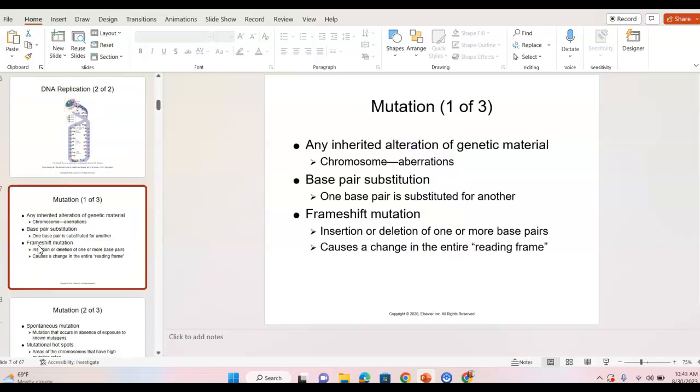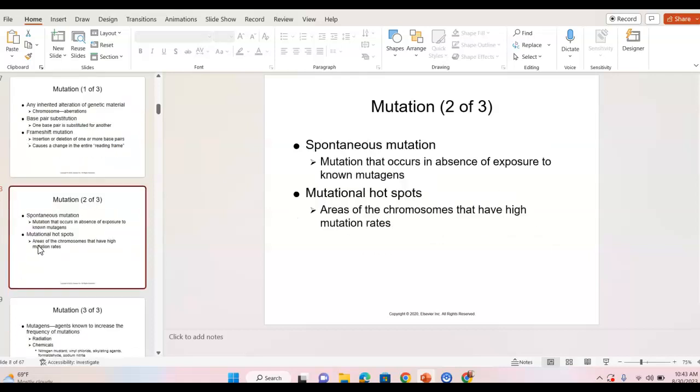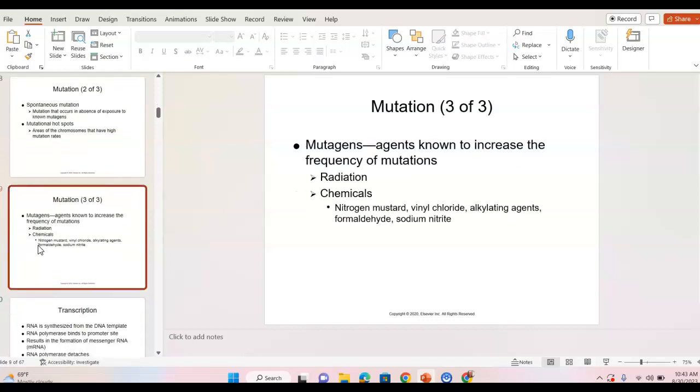So you could get mutations. And these, I don't need to really read through. You can read through them on your own. It blows my mind when you really think of how delicate those little structures are, how easily it could be damaged, and all of these issues can happen and cause a mutation. Same thing here, and there are areas that are more prone to having mutations.